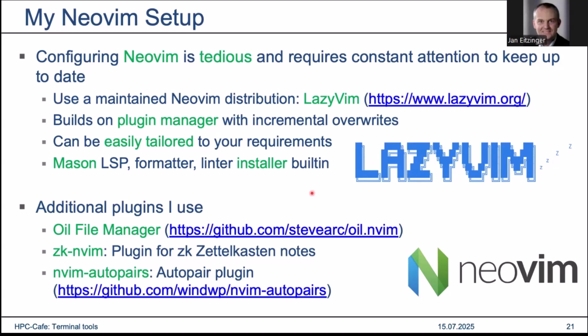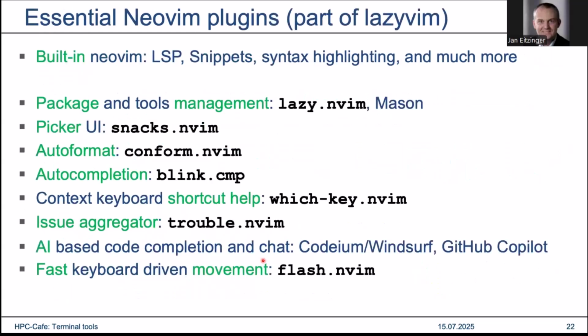On top of the standard LazyVim configuration, I just use those three other plugins. Oil file manager, I will show you in a moment what this is. Then, as already mentioned, the set key plugin for Neovim, which is for custom nodes, and nvim-autopairs. Just for the sake of completeness, I skip that.